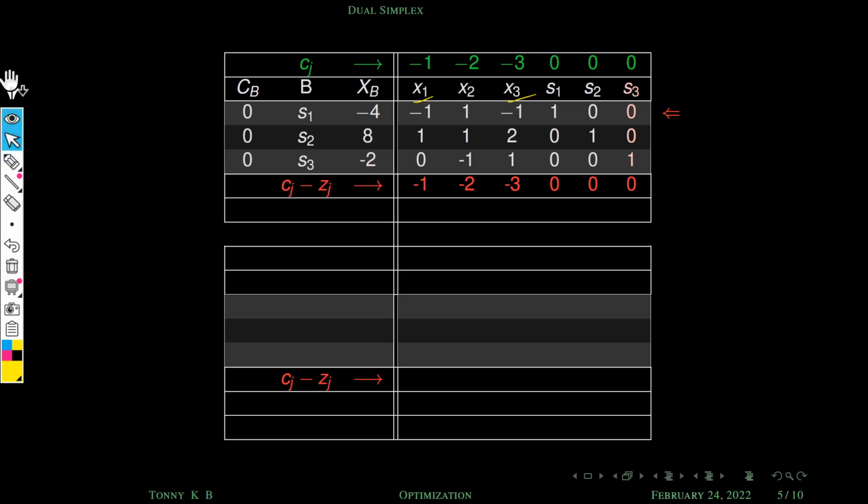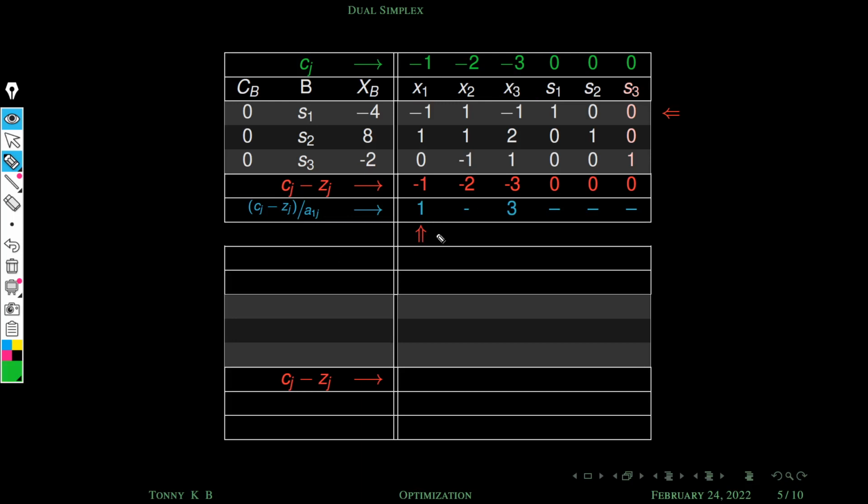So next we have to find the ratio. There are two ratios. One is minus 1 by minus 1, the other is minus 3 by minus 1. So this one is 1 and this one is 3. Then we have to choose the minimum. Out of these two, the minimum is 1. So this is our key column. Key column means x1 will enter the basis. Presently, x1 is non-basic. In the next iteration, x1 is basic. And s2 will leave the basis. That means s2 is non-basic.